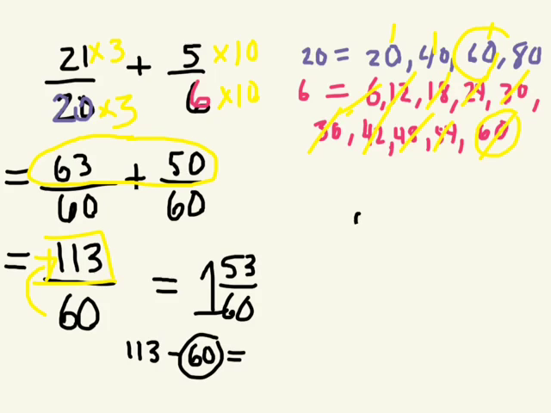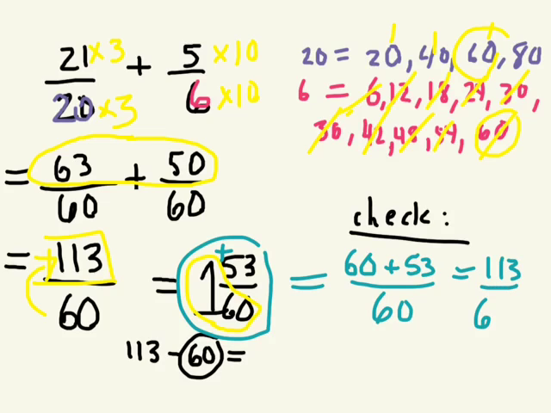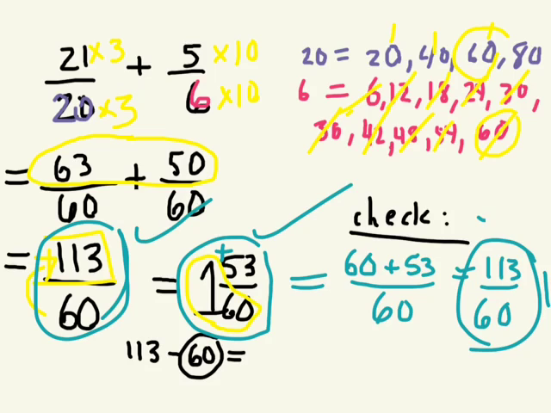And let's check. Let's work backwards. Let's turn this mixed number back into an improper fraction. So 60 times 1, 60, plus 53. What's 60 plus 53? 113. And the denominator doesn't change. Is that what the original question was? Yes. So all of these are equivalent.